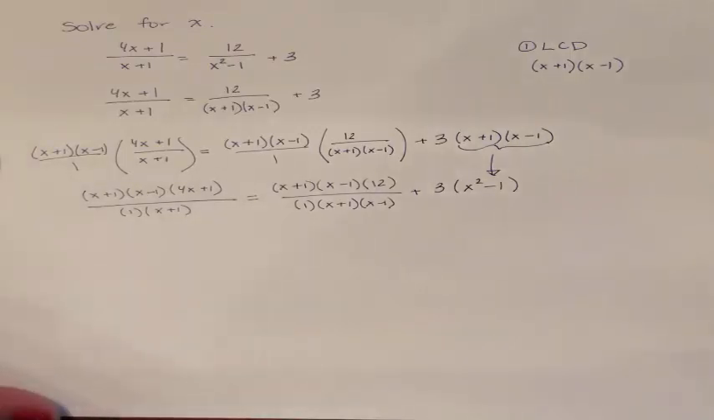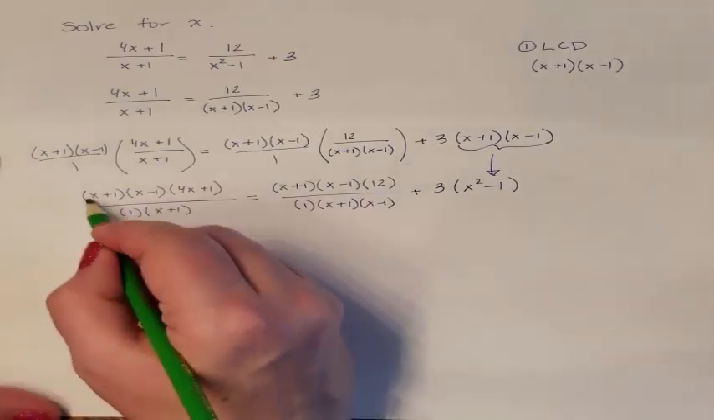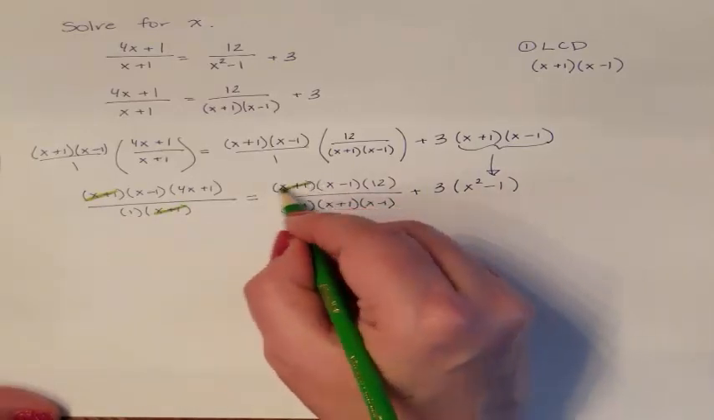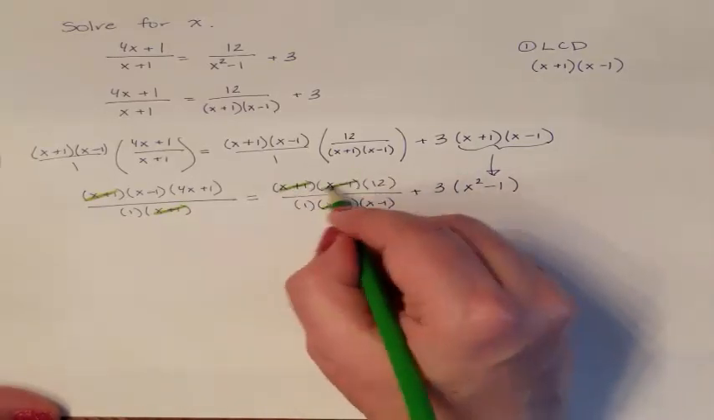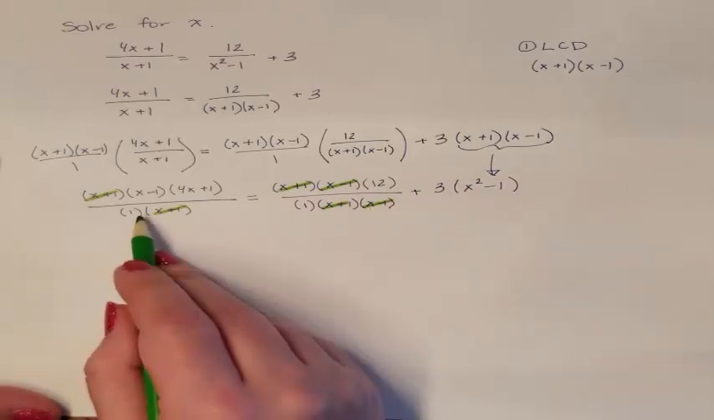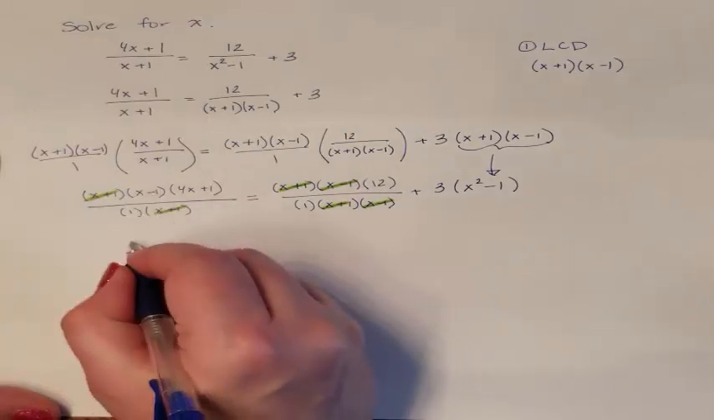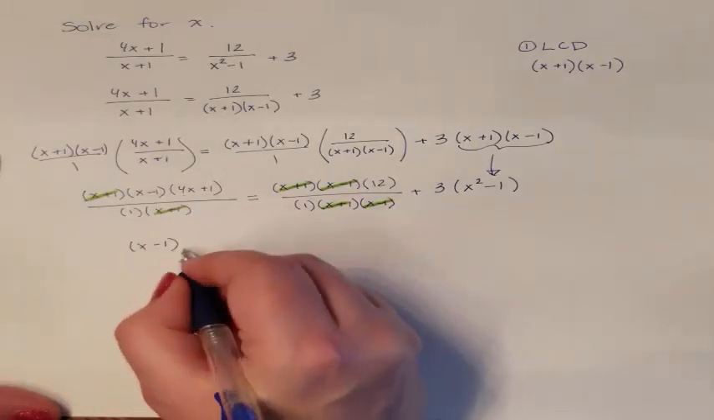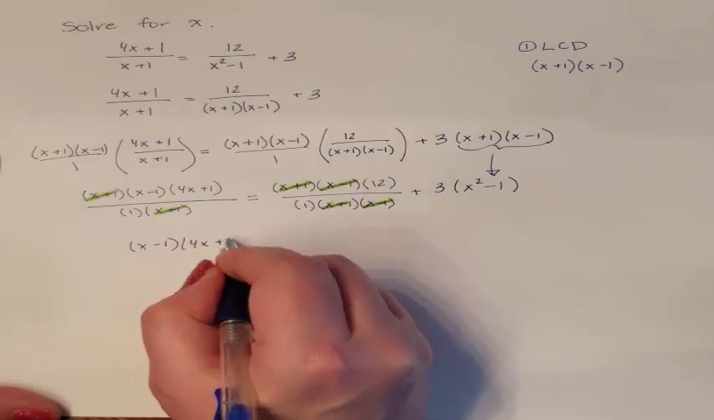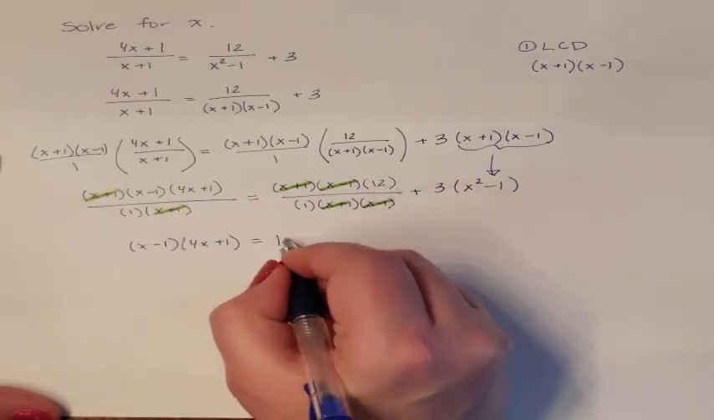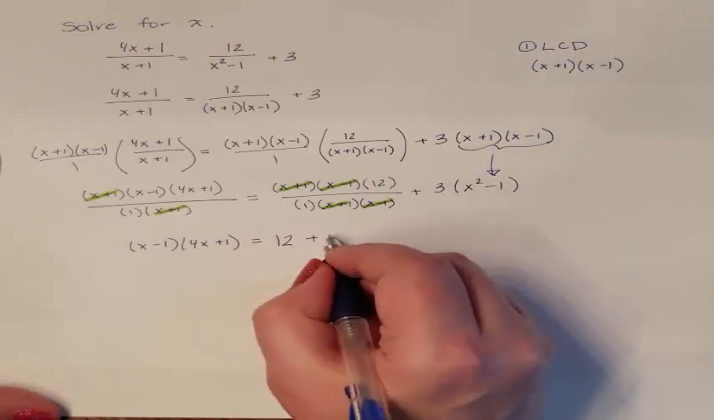So now let's go through and see if anybody ones out. I see this entire parenthesis ones out with that entire parenthesis. I see the x plus ones one out and the x minus ones one out. And now I see that all of my denominators have actually canceled out. So I no longer have fractions. I have the x minus 1 being multiplied to the 4x plus 1. There's no denominator, equals. I see it as I have a 12, and then I have this right here.